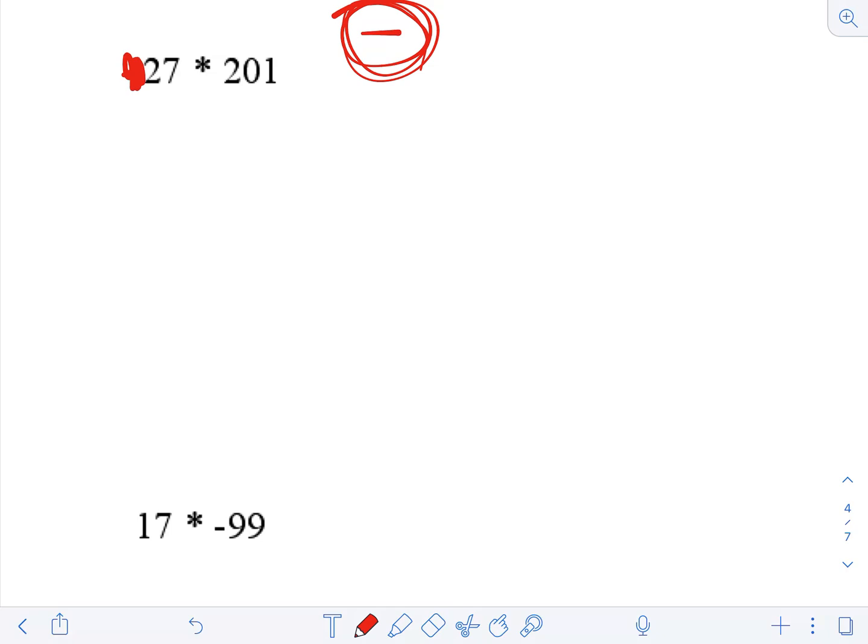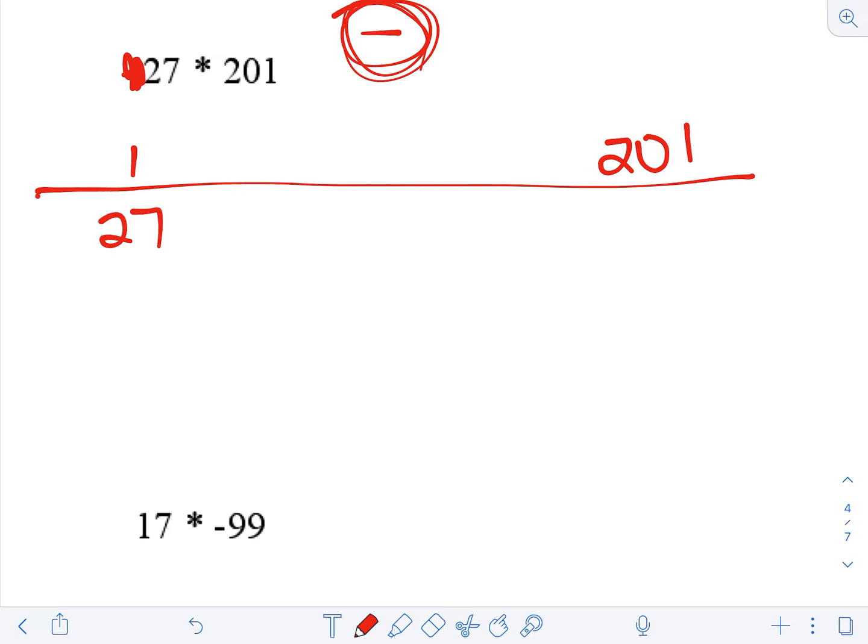Let's do a little ratio table. We know we have 1 27, and we want to figure out how much is in 201. Okay, so now let's take a look. I can get to 200, right? 200 times 27 is pretty easy. It's just 2 times 27 with 2 zeros. So 2 times 27 is 54. And then add 2 zeros.